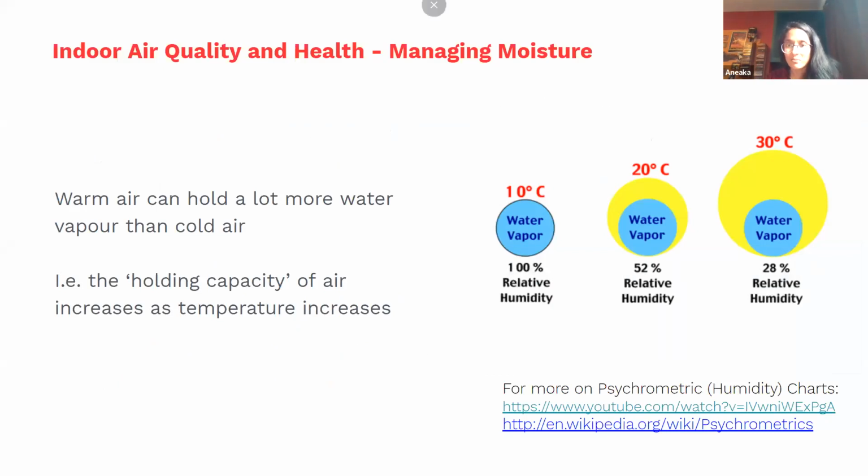This is a nice diagram where you can see that at 10 degrees, say, a water molecule and the corresponding amount of air can hold, it fills the whole space. The holding capacity is filled, and so we've got 100% relative humidity. But say air that is warmer, 30 degrees, the amount of space, for want of a better way of explaining it, that the water can hold in that air takes up 28%. So you get 28% relative humidity.